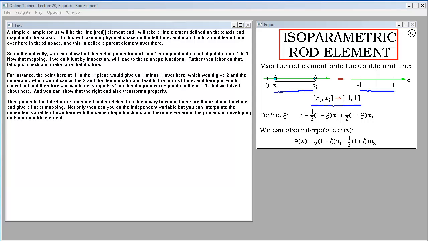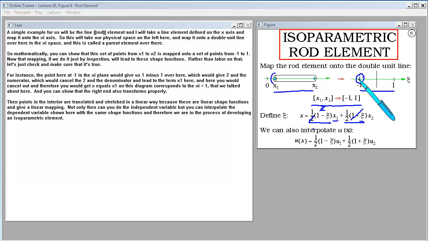Now that mapping, if we do it just by inspection, will lead to these shape functions. Rather than labor on that, let's just check and make sure that it's true. For instance, the point here at -1 in the xy plane would give us 1 minus 1 over here, which would give 2 in the numerator, which would cancel the 2 in the denominator and lead to the term x1 here. And here you would cancel out, and therefore you'd get x equals x1 on this diagram corresponds to the xy equals -1 that we talked about here.